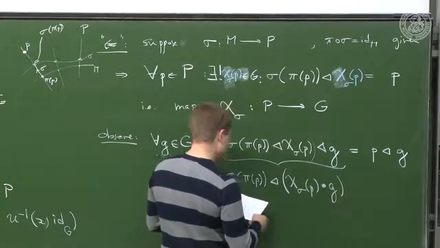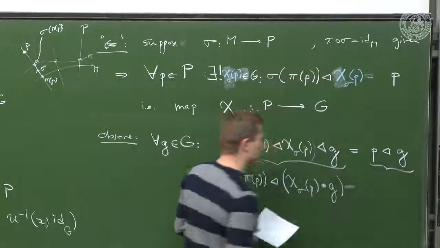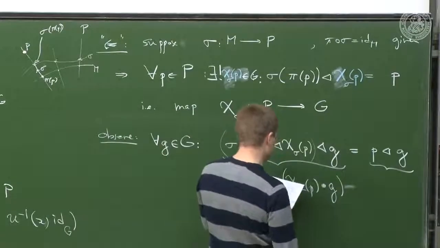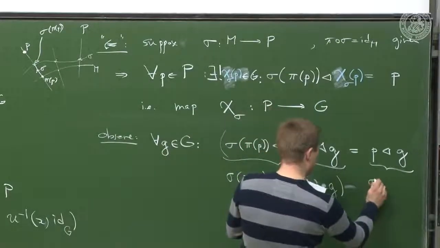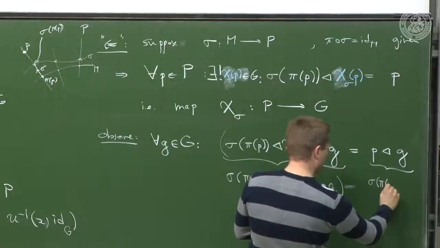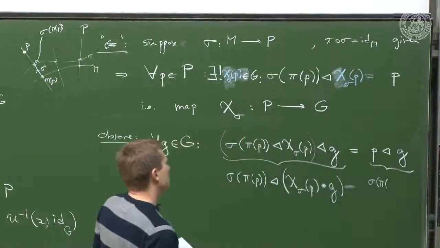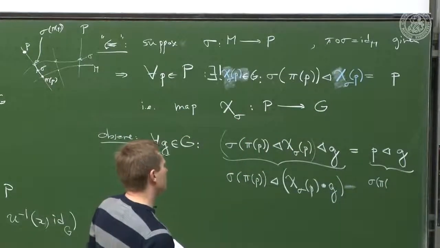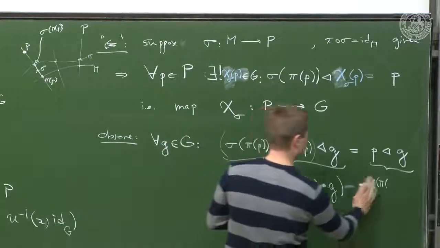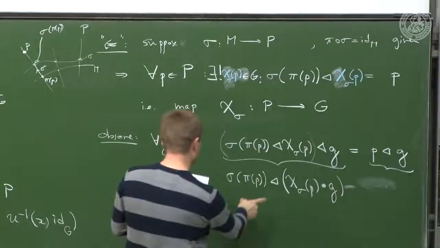Okay, and now this right-hand side, however, the P, the G acts on there. I can of course rewrite this as sigma of pi. Hang on a second. Sigma of pi, no, that's not true. What did I do here? Hang on. So this is certainly true.